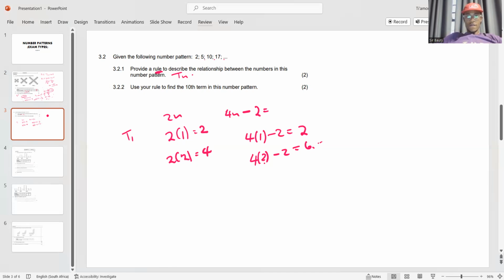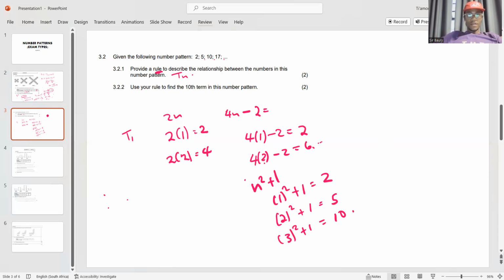Right, let us say I have 2n. Okay, I already did 2n. Let us say n squared plus 1, because I know n squared, like saying 1 squared plus 1, which is 2. Then 2 squared plus 1, which is 5. Yes. 3 squared plus 1, which gives me 10. So therefore, I found my answer. So 3.2.1, Tn is equal to n squared plus 1.